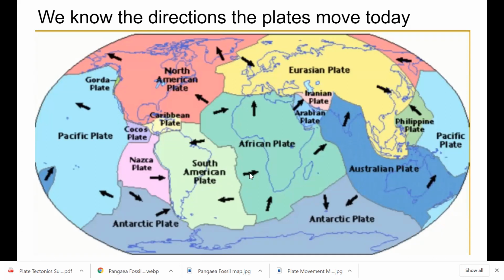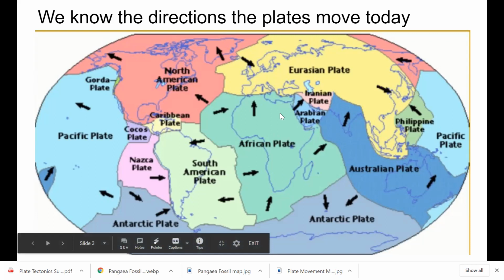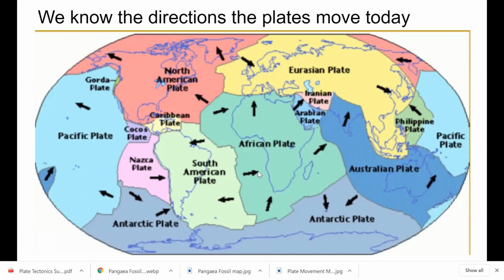If the African plate is kind of moving to the east and to the north, then you can kind of figure out it must have been from the south and the west. If the South American plate is currently moving to the west, it must have come from the east. So you can do this with all of the different plates.